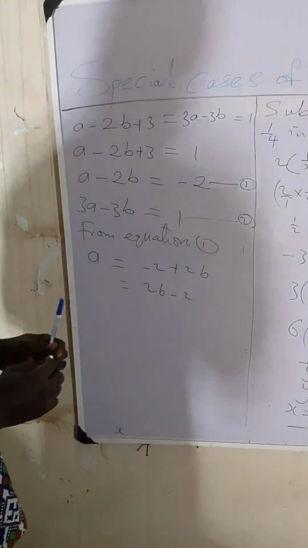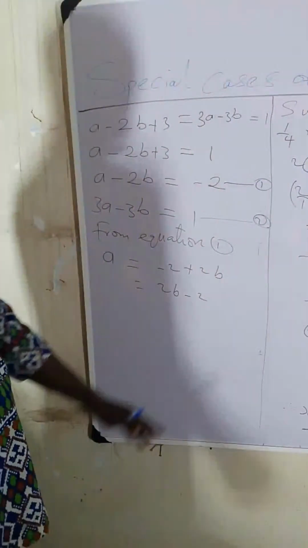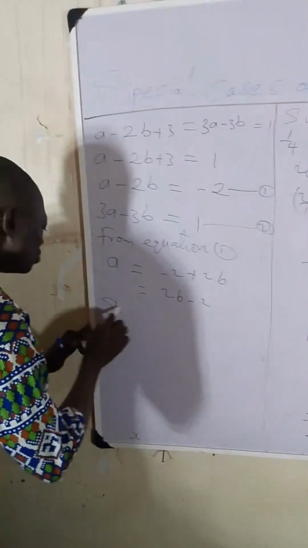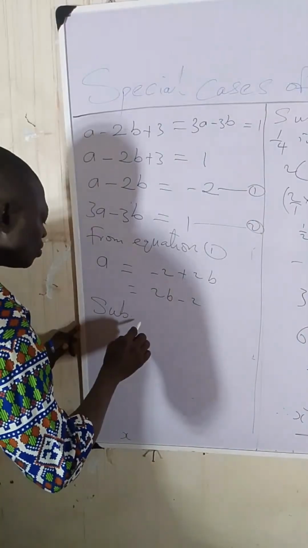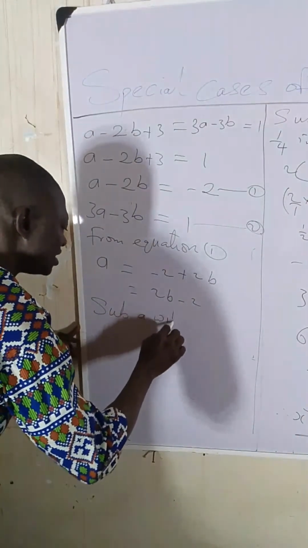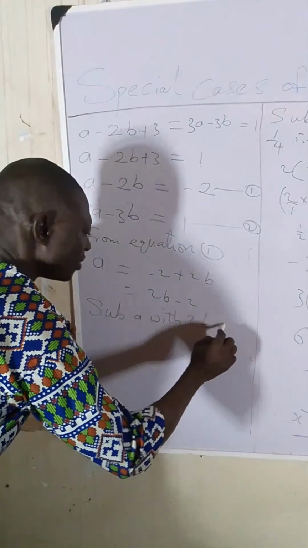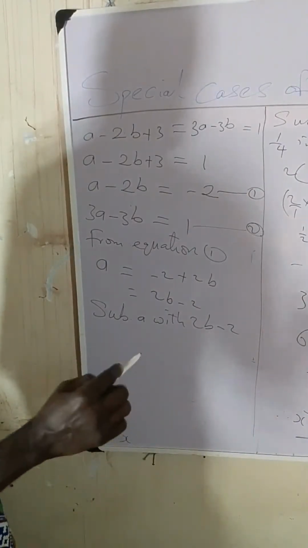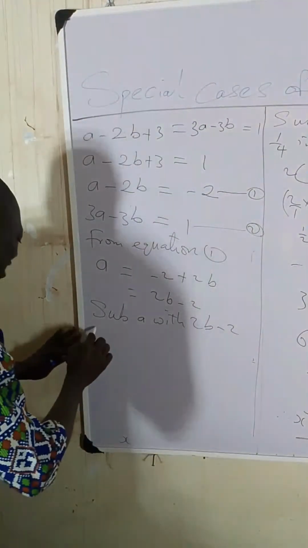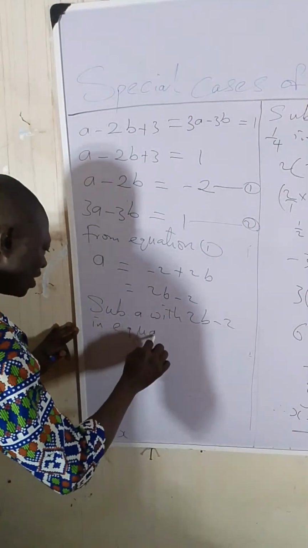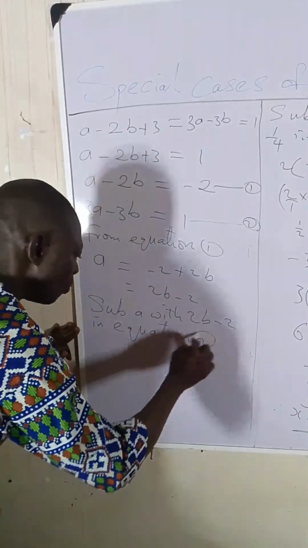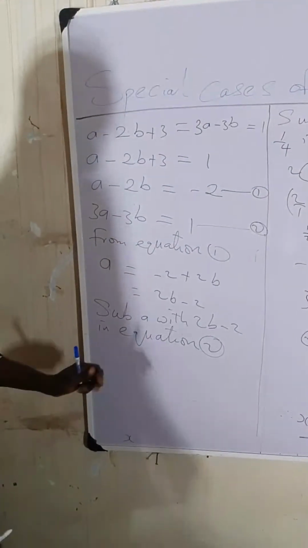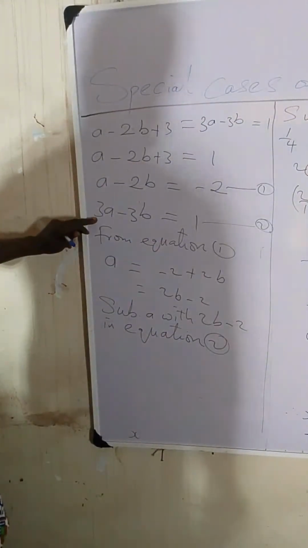So anywhere we see A, 2b minus 2 is the same thing. So we are going to say substitute A with 2b minus 2. So anywhere we see A, we put 2b minus 2. But we must say that it is in equation 2. Remember, if we have used equation 1 to form it, we must make use of it in equation 2. We cannot take it back to where we have formed it. So we are going to say in equation 2.